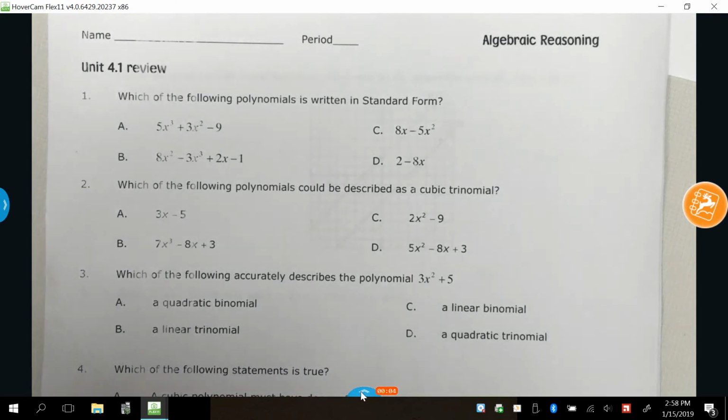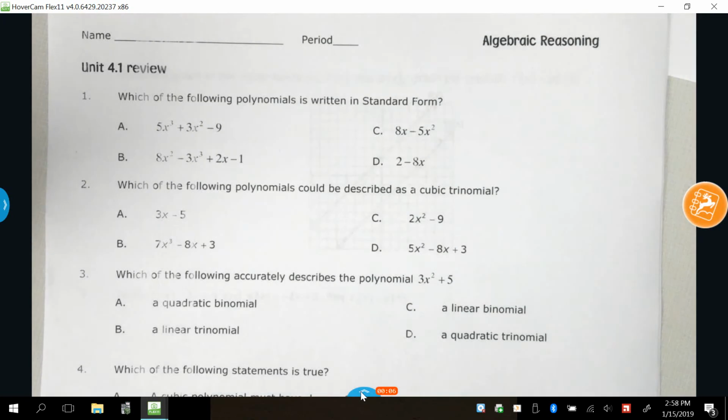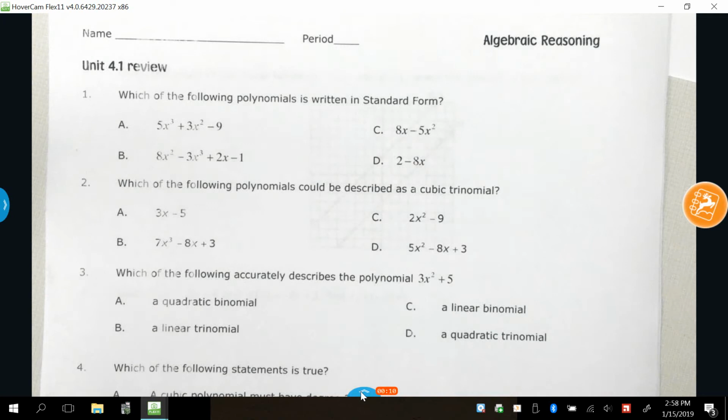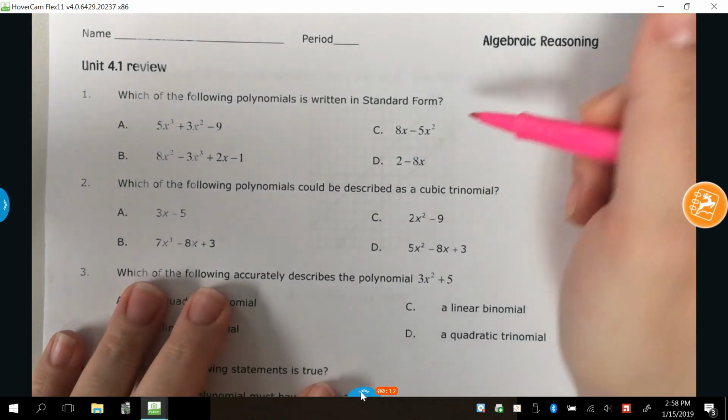Alright, y'all, test tomorrow over polynomials, adding, subtracting, and multiplying. So this is our 4.1 test review. Which of the following polynomials is written in standard form?